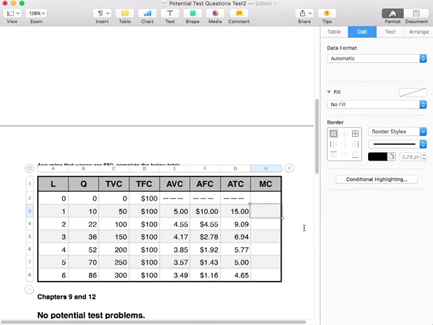So we need to take a look at here what is going to be our marginal cost. And for the first instance here, again, it's going to be undefined.